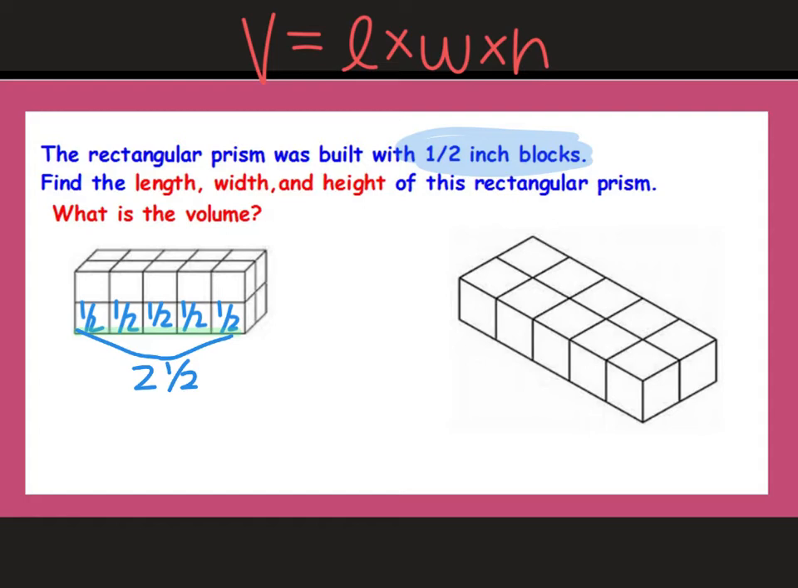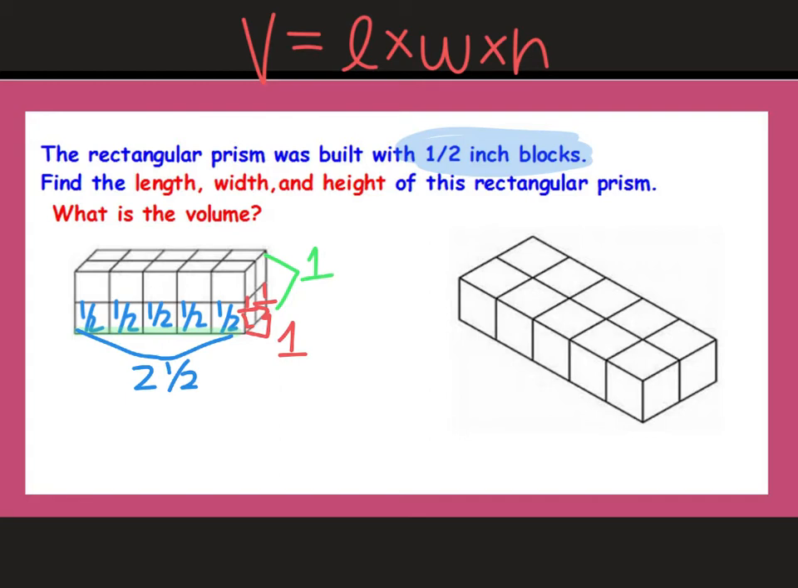So if you think about it, that makes sense because yesterday we said, okay, 1, 2, 3, 4, 5 blocks, that's what we use. If it's being built with 1/2 inch blocks, it should be half of what we were finding yesterday. Well, 1/2 of 5 is 2 1/2. So let's take a look at our width here. There's only 2 blocks there, but if each of those are 1/2, 1/2 plus 1/2 is 1 whole. So our width is 1, and then last but not least, our height, that's 2 blocks up. So it's 1/2 plus 1/2 is 1 whole as well.